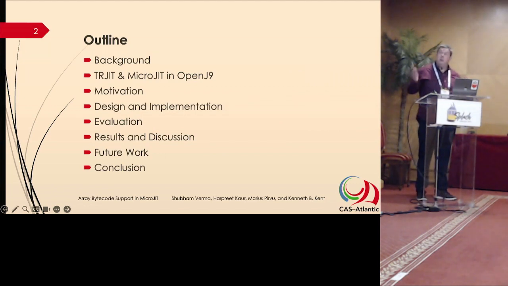So the obligatory second slide, the outline of the talk. I'll give you some background on the problem, some of the technologies that we're working around. Since it's with IBM, we're using TRJIT and OpenJ9, which some of you might be familiar with. We'll talk about MicroJIT and how it fits in, some of the motivation for the work in supporting arrays, design and implementation, followed by some evaluation and discussion, and then the future work and conclusions.